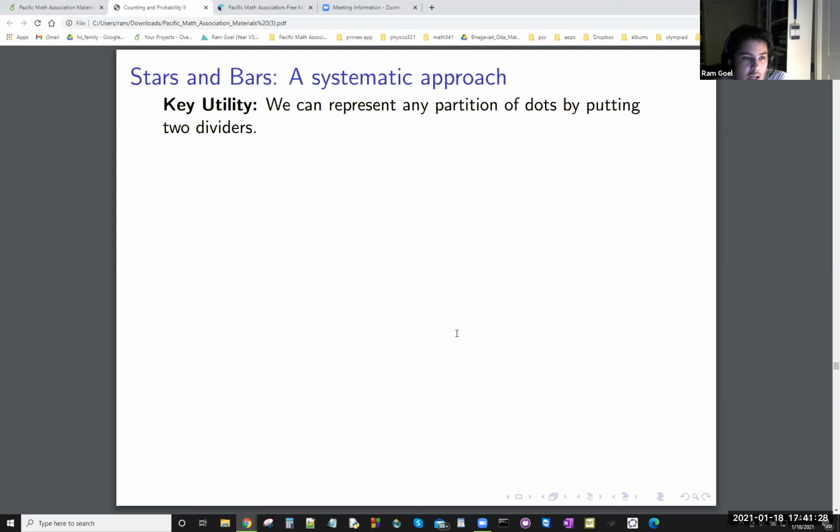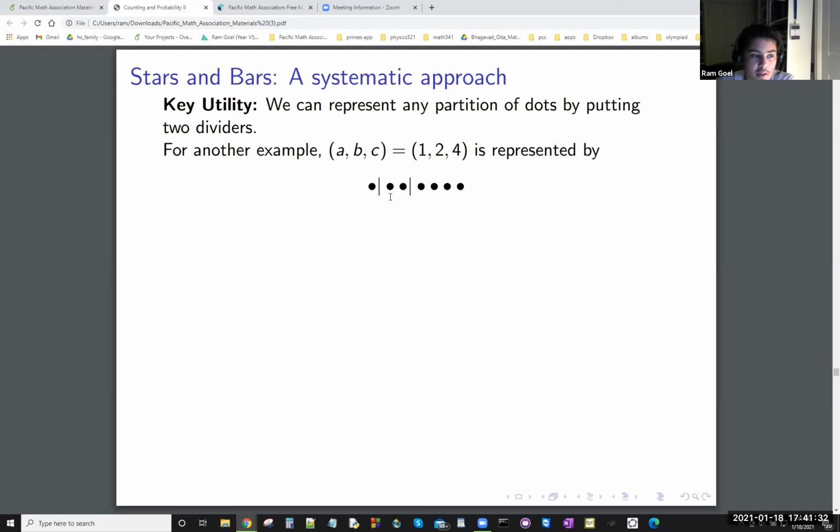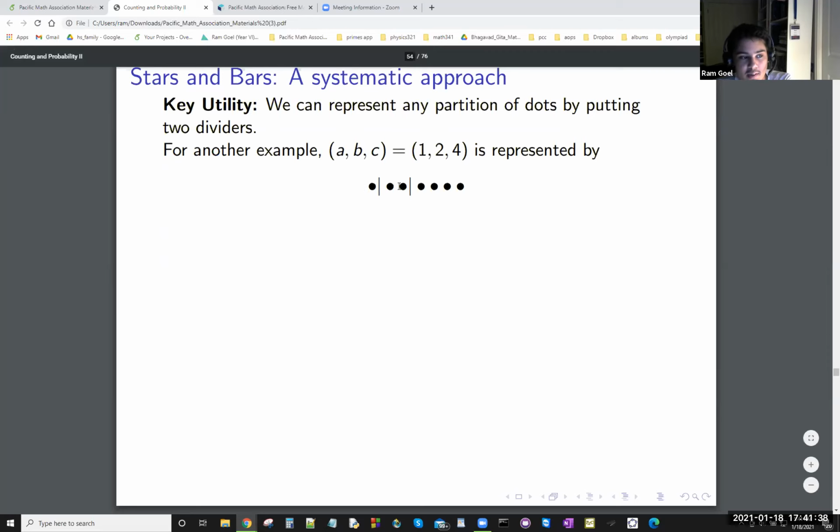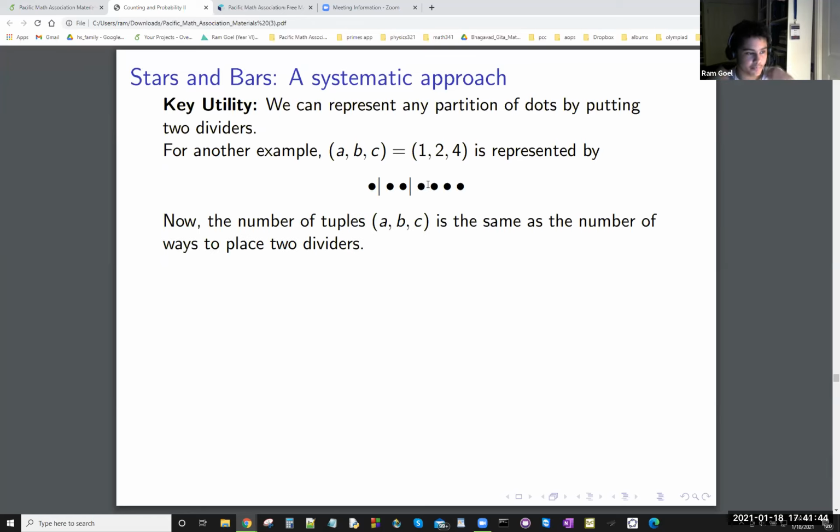We can represent any partition of dots by putting 2 dividers. Again, we're putting 2 dividers because 2 dividers makes 3 runs of dots. 2 dividers, this is the first run, this is the second run, and this is the last run. So 2 dividers gives us 3 different runs. So now the number of tuples, in particular A, B, C, is the same as the number of ways to place 2 dividers.